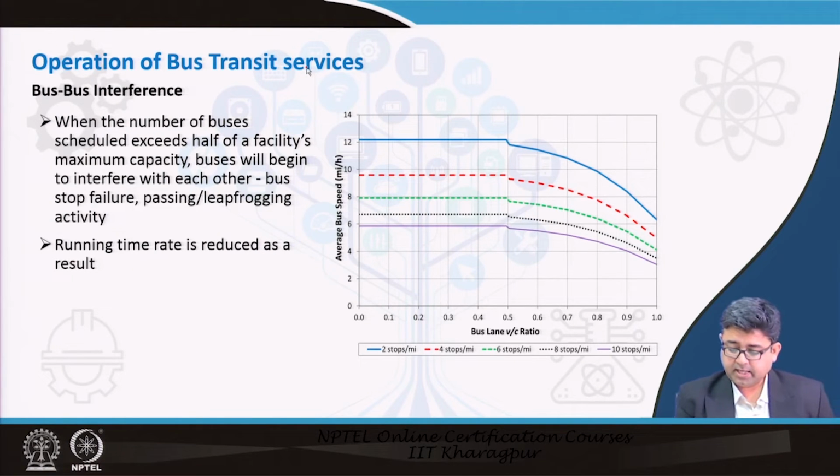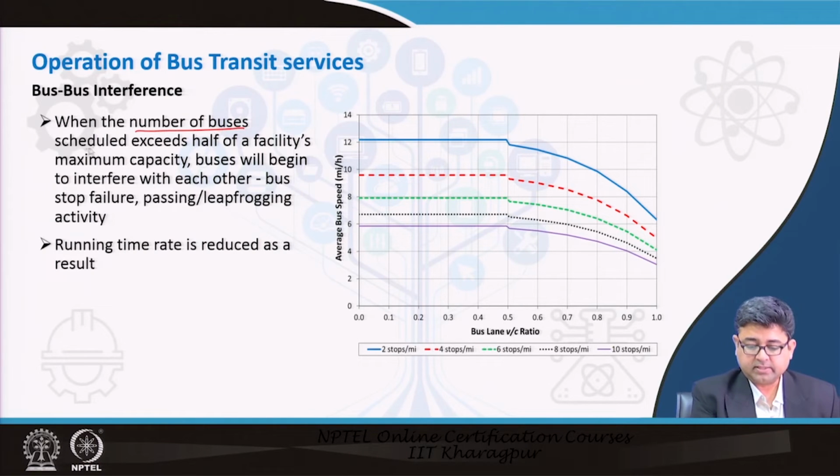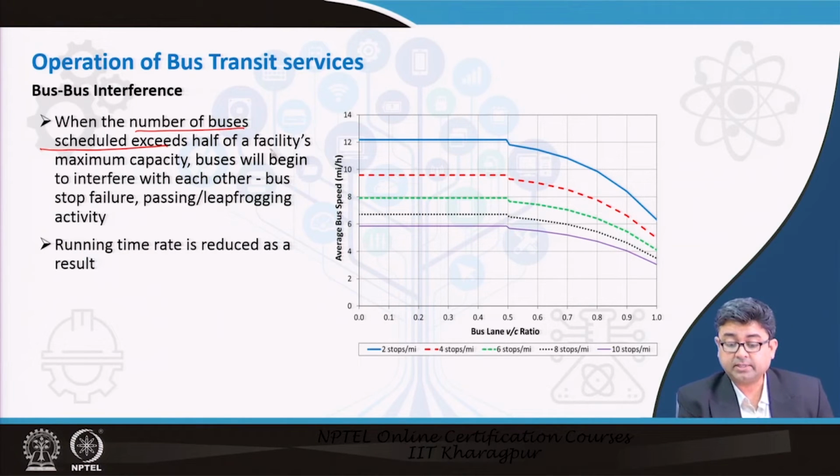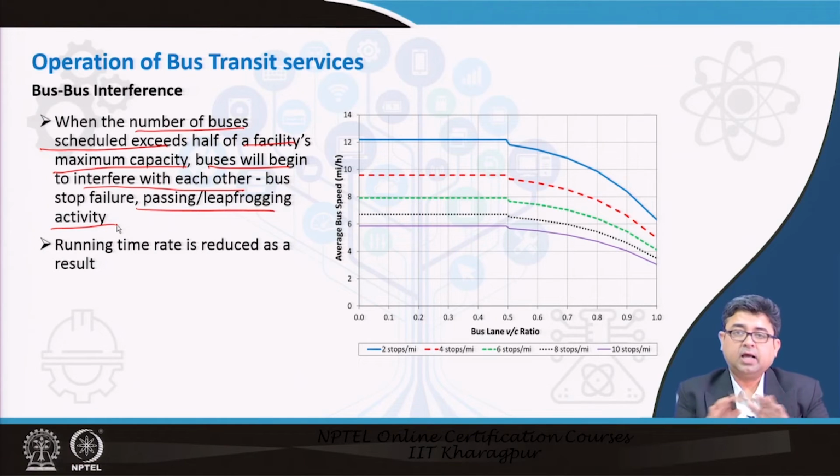Bus interference, as I was saying, occurs when the number of buses scheduled exceeds half of the facility's maximum capacity. So, if it exceeds half of the facility's maximum capacity, buses will begin to interfere with each other. So, bus failure, passing, leapfrogging activity. When you see two buses trying to race against each other, that is when you know that your bus transport network is not functioning well, because they should not be competing against each other, they should be working in parallel, so that the efficiency is increased.